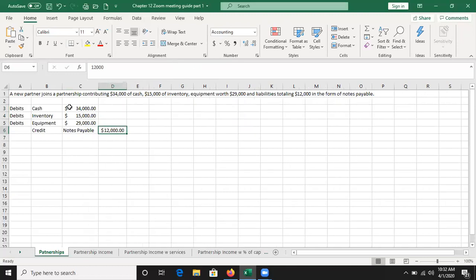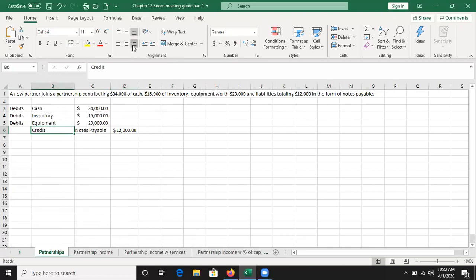So it doesn't get trickier than this for right now. Whenever you're a partnership and a partner's coming in and they're giving all this stuff, you just debit the assets, credit the liabilities. We know that when assets are increasing, you debit them. When liabilities are increasing, you credit them. So it's the same concept.